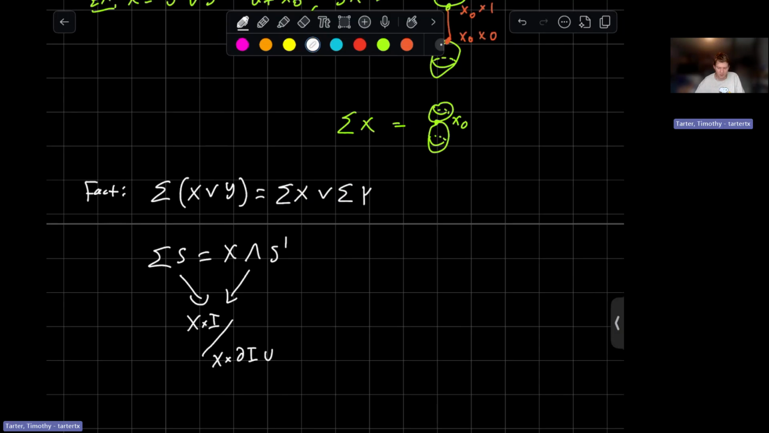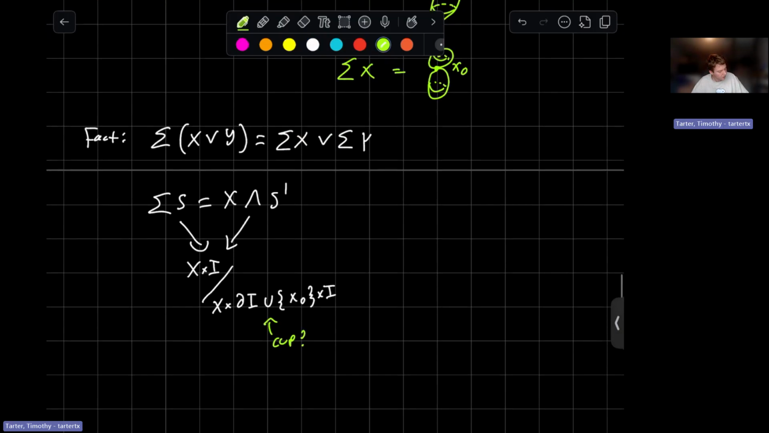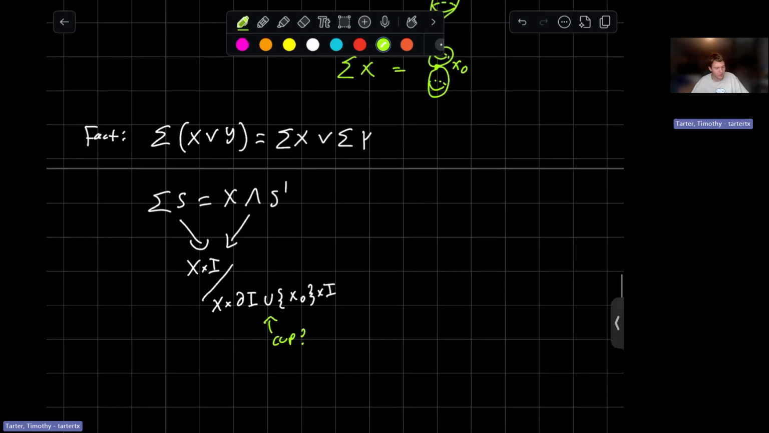union, or is that cup? I don't know. X naught cross the unit interval collapse to a point. And I don't know if this is union or the cup product. Who knows? Probably, hopefully me in like 2 weeks.